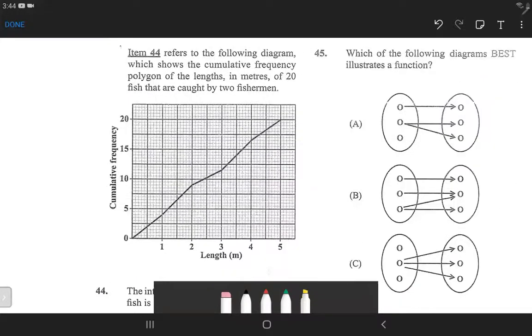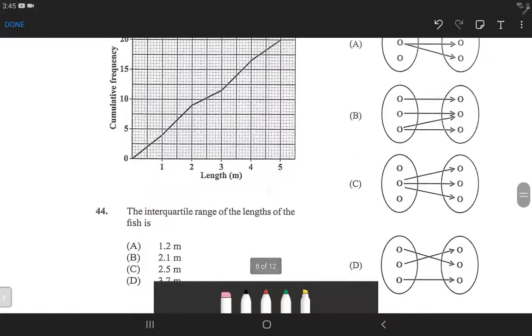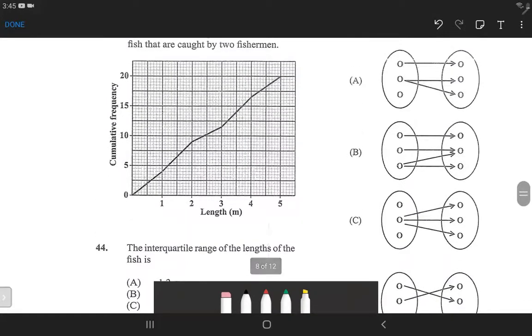Item 44 refers to a diagram which shows a cumulative frequency curve, the polygon of lengths in meters of 20 fish caught by 2 fishermen. Okay. The interquartile range of the lengths of fish. Okay, so first we have to find the median. The median would have been here at 10. That is about, I would say, 2.4. 2.4 meters is the median.